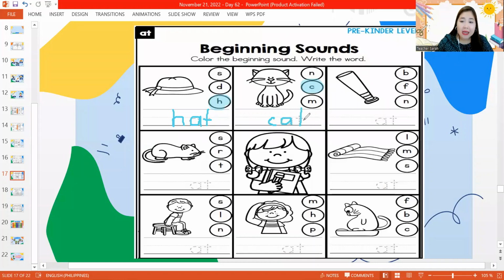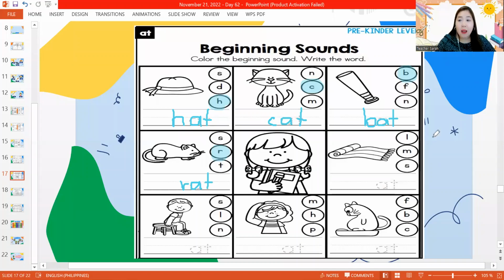Cat. Next one, what is this? This is a bat. Very good. Bat. Next one, what do we have here? This is a rat. Very good. Letter R. Rat.